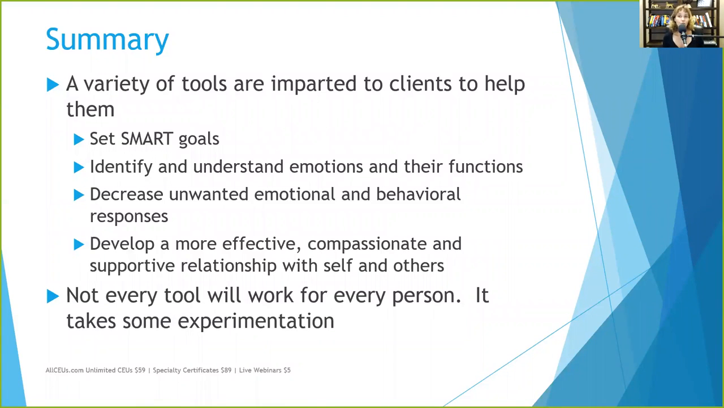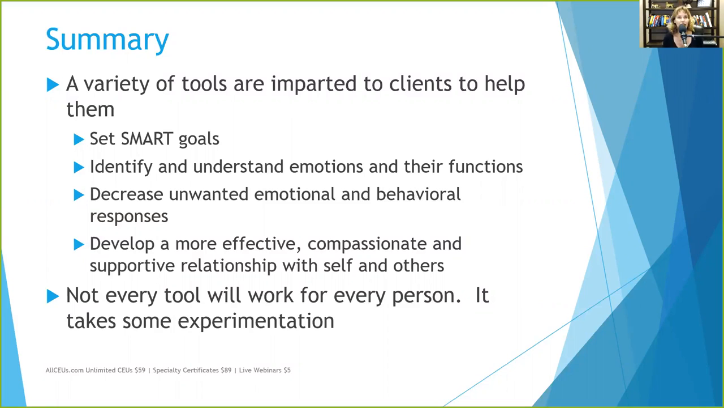A variety of tools are imparted to clients to help them set SMART goals, identify and understand emotions and their functions, decrease unwanted emotional and behavioral responses, and develop a more effective, compassionate, and supportive relationship with themselves and others.